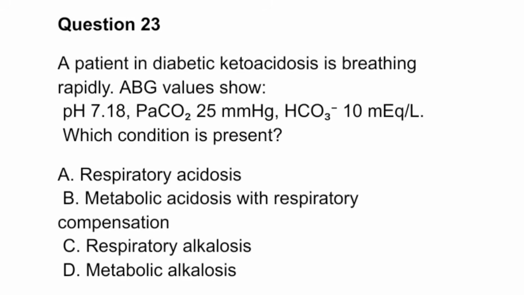Question 23. A patient in diabetic ketoacidosis is breathing rapidly. ABG values show pH 7.18, PaCO2 25 mmHg, HCO3- 10 milliequivalents per liter. Which condition is present? A. Respiratory acidosis. B. Metabolic acidosis with respiratory compensation. C. Respiratory alkalosis. D. Metabolic alkalosis.